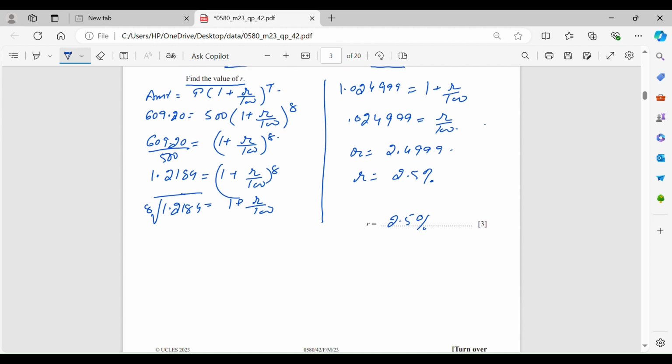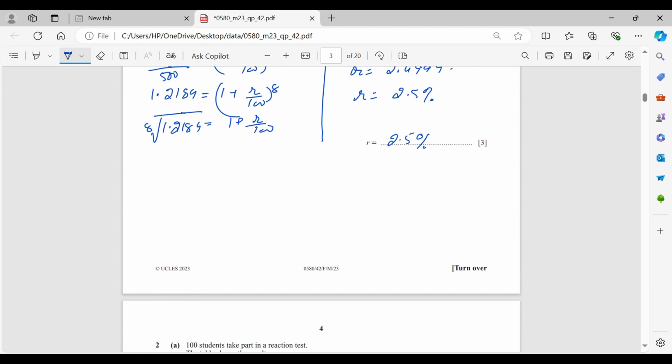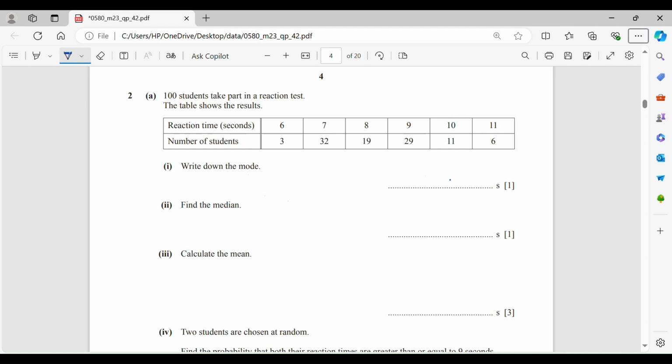Next is question number 2. 100 students take part in a reaction test. The table shows the result. Write down the mode. Mode is the highest occurrence value. So 7 is the highest occurrence value. So it will be 7 seconds. Our answer is 7 seconds.